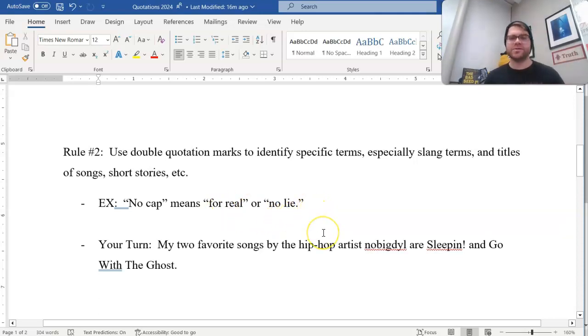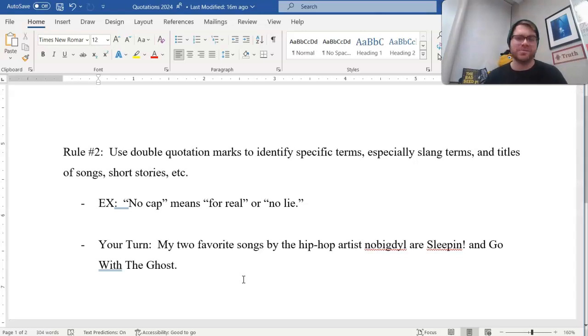Again, quotation marks around single words or phrases have more to do with explaining meanings of smaller things. The same thing is true for, again, titles of songs, short stories, poems. That's what this "your turn" is all about. So again, take a moment, try this "your turn" sentence on your own. In just a moment, I'll walk through it anyway.